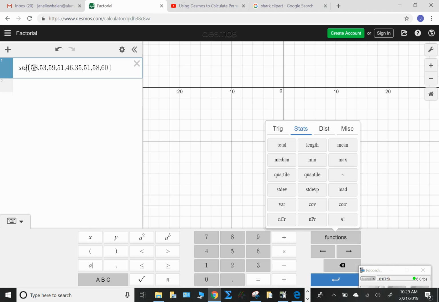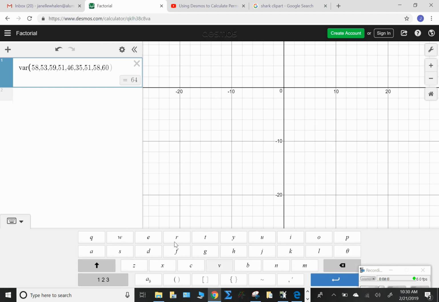I can also find out the variance, V-A-R. Okay? Variance. Here's variance, 64. Notice that I've got all of these things. I can just keep the list and retype what I want. You can use your keyboard to type it, or you could do your ABC and type here. That's a pain. Alrighty? That's Desmos. Back to our notes.